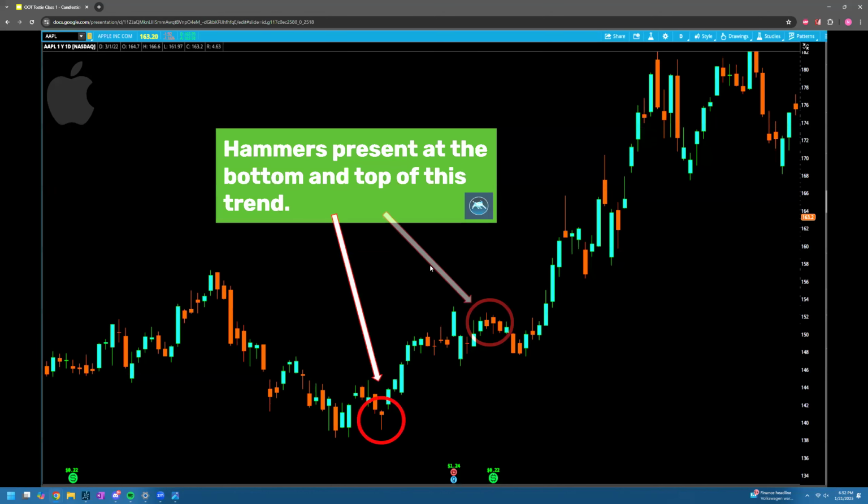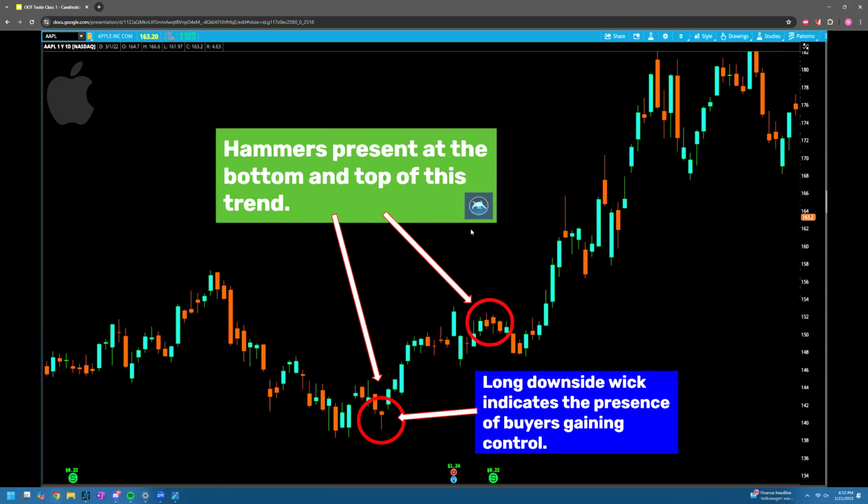So the hammer to me is much more significant than the hanging man. And we can see how some of these appear. Generally, we see these at the tops and bottoms of trends. But again, it's not something that I'm looking for on its own. Definitely not looking for just a hanging man on its own. That's not a good way to go about things, in my opinion.